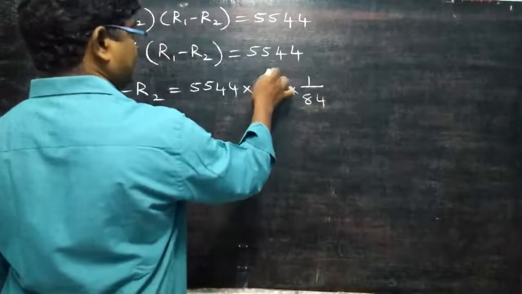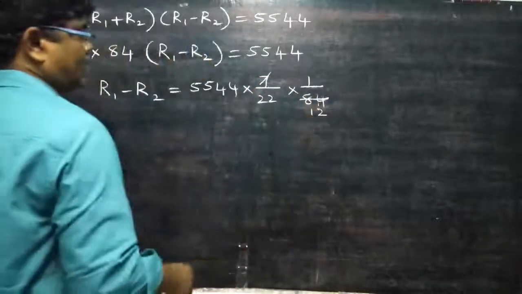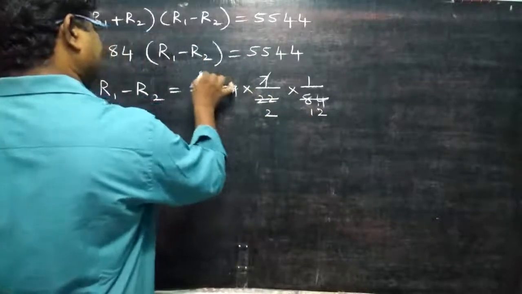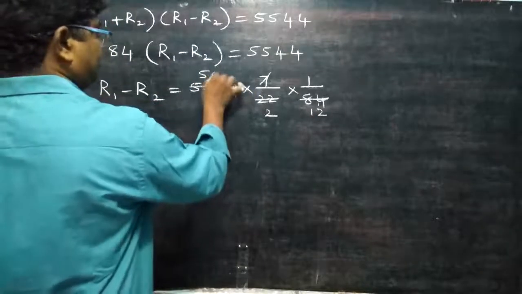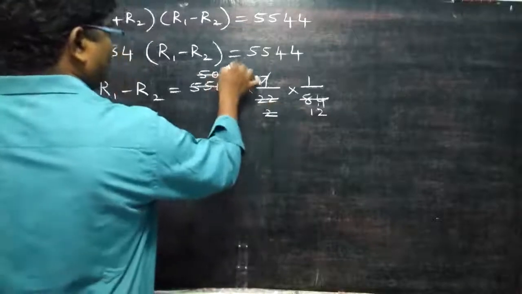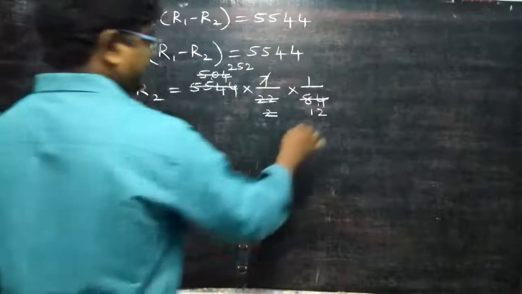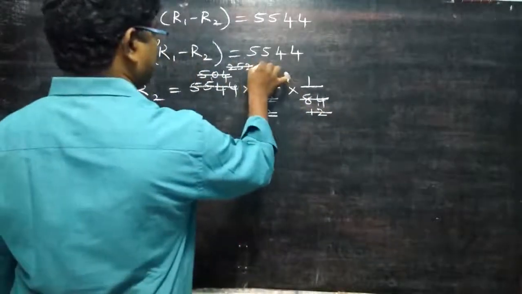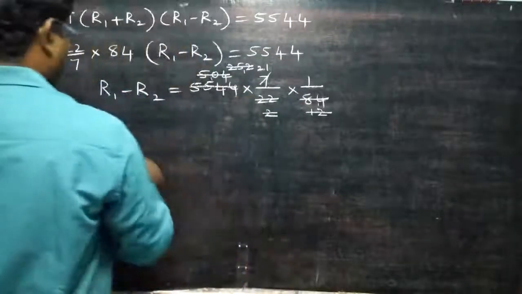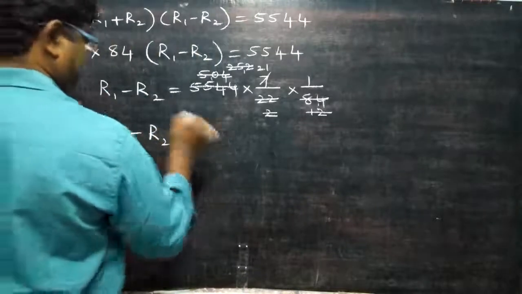7 table. 7 ones are 7, 7 twos are. Now 11 table, 11 twos are, 11 fives are 55. It won't go in 4, 0 times. 11 fours are 44. 2 table, 2 twos are 4, 2 fives are 10, 2 twos are 12 table, 12 twos are 24, 12 ones are, so 21. R1 minus R2 is equal to 21 we got.